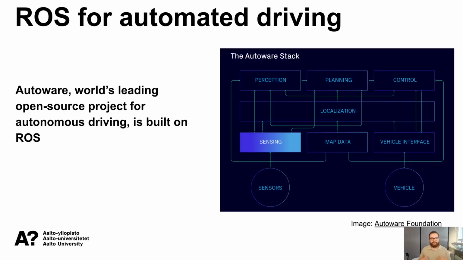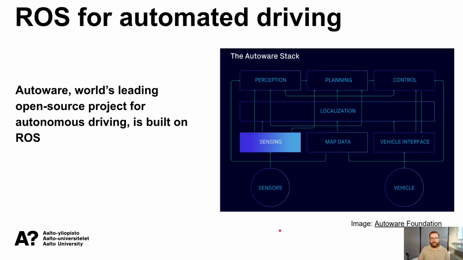And now, ROS. Why we're learning ROS related to automated driving: it's a very commonly used tool in mobile robotics and automated driving. For example, Autoware, which is basically the world's leading open source project for automated driving, is built on ROS. And as with the figure on the previous slide, here is how ROS functions in this Autoware stack.